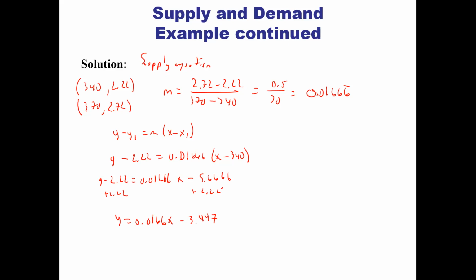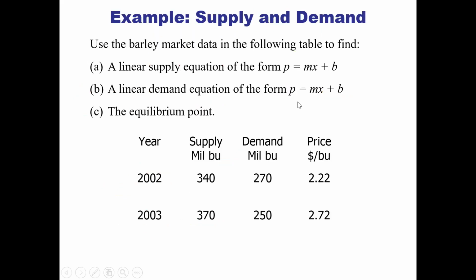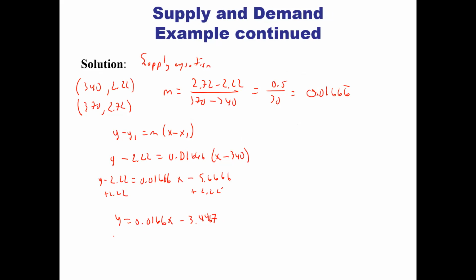If we did it to three decimal places, we'd round that up into 7. But if we keep a little more, we could have done this to 3.4467, and then we'd have the same number of decimal places, four. Okay, and so that would be our equation. But remember, they wanted it in the form P equals mx plus b. So in this case, P equals 0.01666x, it's still x, minus 3.4467. Okay, so that's going to be our supply equation.